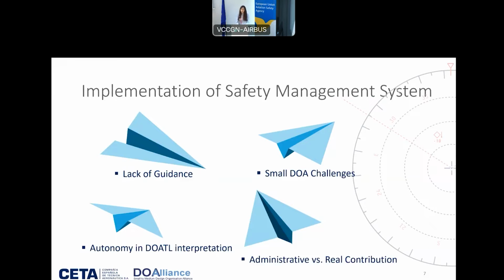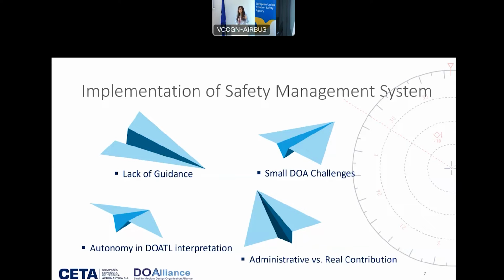Good. Now I want to share our perspective and concern regarding the implementation of the safety management system in our design organization approval. First point is the lack of guidance. Currently, we have initiated our safety management system implementation based on limited guidance. What do I want to say with limited guidance?